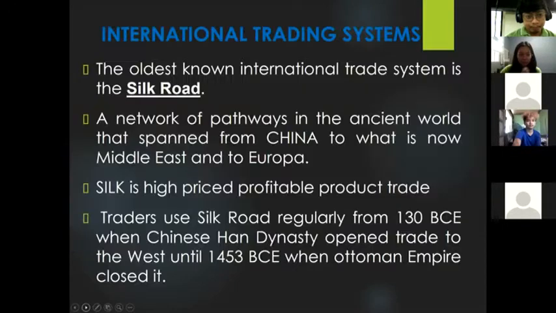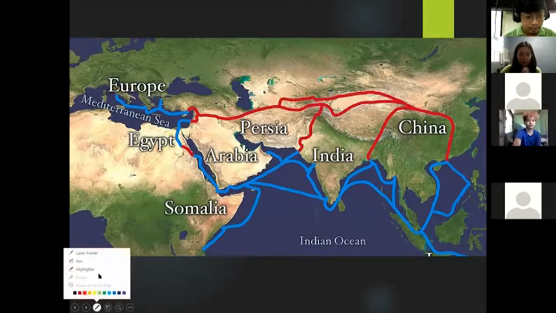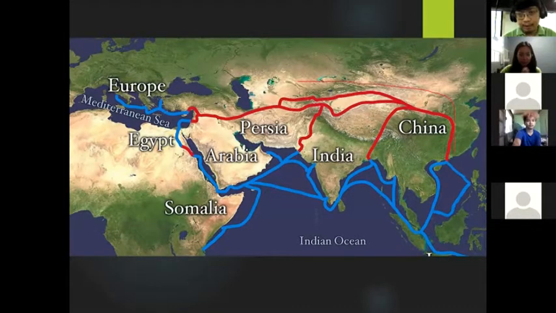So, let's continue. The oldest known international trade is the Silk Road trade system. This is a network of pathways in the ancient world that spanned from China to what is now Middle East and Europe. Balikan natin yung picture. So the red lines dito, I'd like to highlight the red lines here. Ito lang talaga yung Silk Road na nauna, because the early Silk Road ay gumamit lamang ng lupa. Traders traveled by land and not by sea.